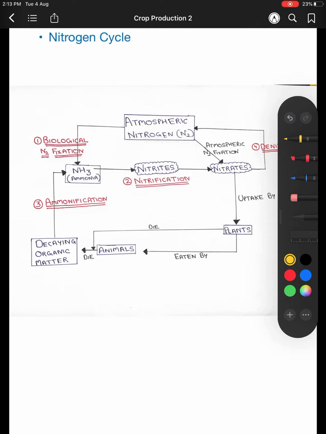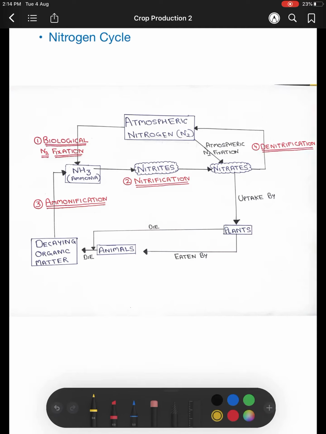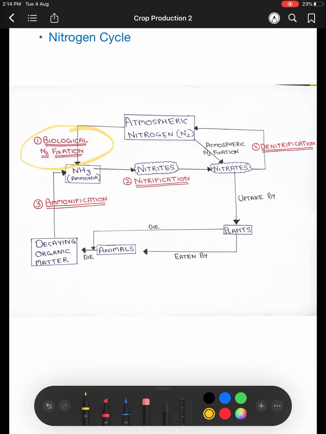Now we start with the cycle. First step of nitrogen cycle is nitrogen fixation. It may be biological nitrogen fixation or atmospheric nitrogen fixation. Atmospheric nitrogen fixation occurs due to high energy produced during lightning. The biological nitrogen fixation is done by living organisms like rhizobium. Rhizobium lives in the root nodules of leguminous plants, and both these are beneficial to each other. This association is known as mutualism or symbiosis. Then it converts atmospheric nitrogen into NH3, that is the ammonia.